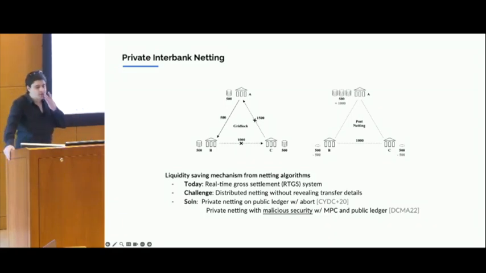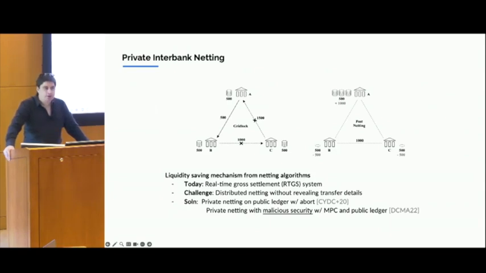This can be done in the clear, of course, but there are issues in actually doing this in the clear, because knowing this information in plain text could give you some knowledge that you should not be getting. However, here we could actually run an MPC computation among the banks in order to do this netting and balance their accounts. This has been proposed in a number of papers.